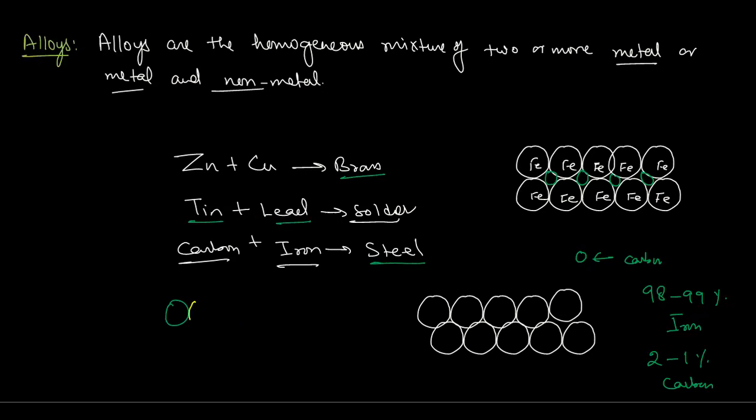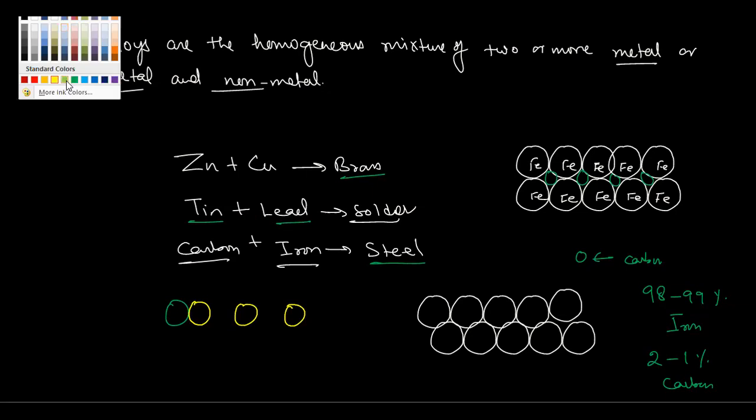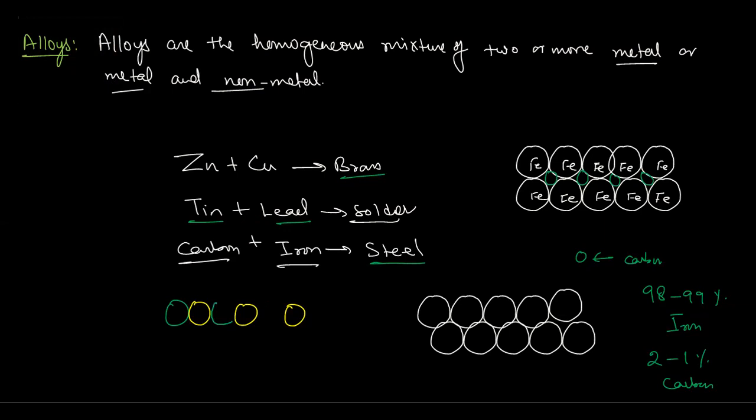When we mix them together, let's suppose I'm mixing this one, they actually hate each other. They do not like each other. Because of that, the force of attraction between them decreases, and we have an alloy that is going to have the lower melting point.